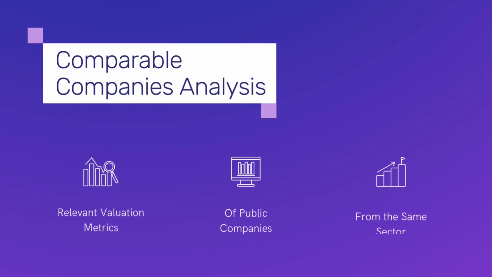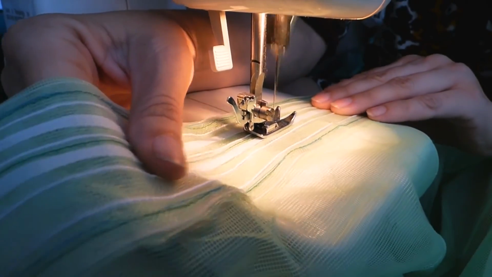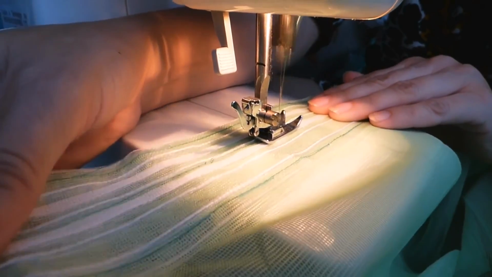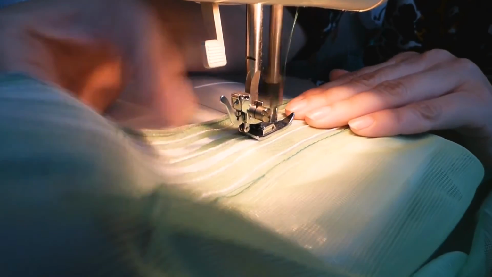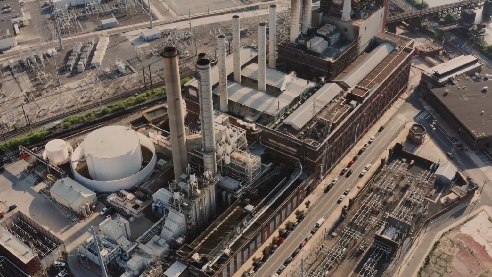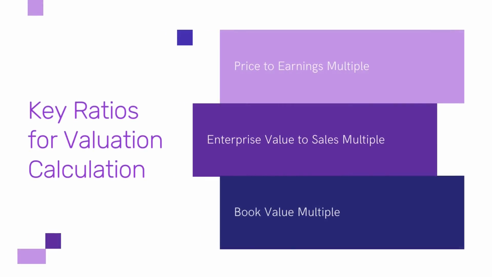Comparable company analysis. Relative valuation metrics for public companies are used to determine the value of the target. For example, if the company you are going to acquire is operating in textile sector, then you will obtain publicly available data of other textile companies and calculate certain ratios. The most commonly used ratios are PE, enterprise value to sales ratio, and book value ratio.